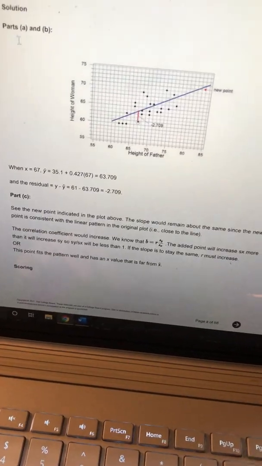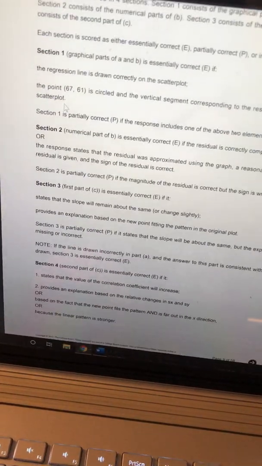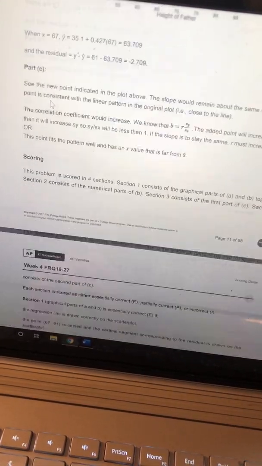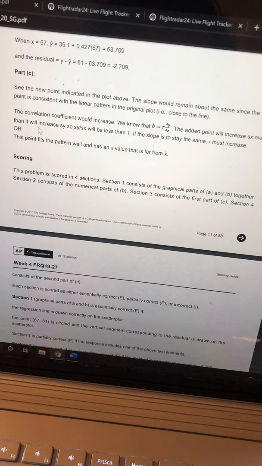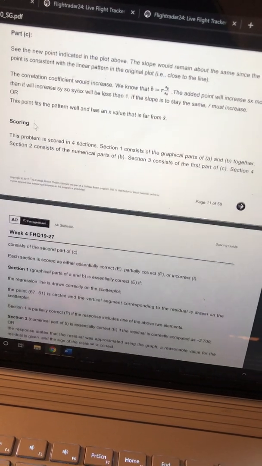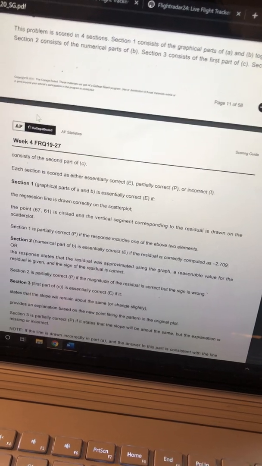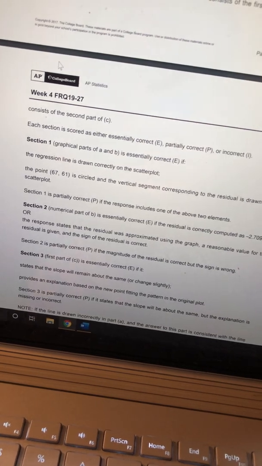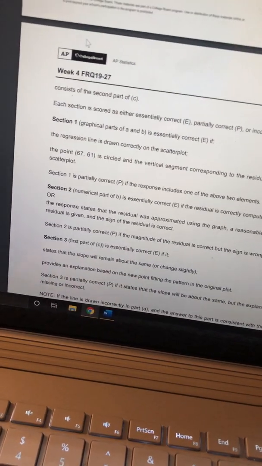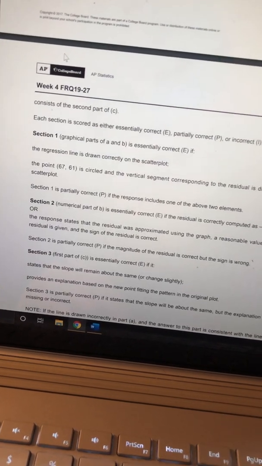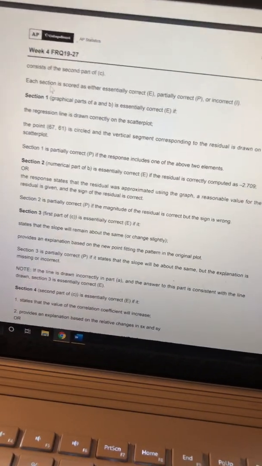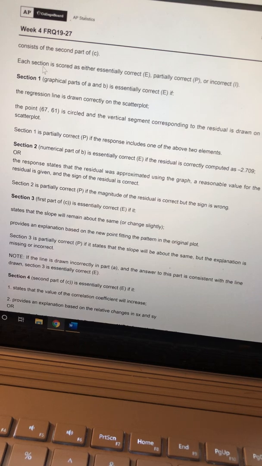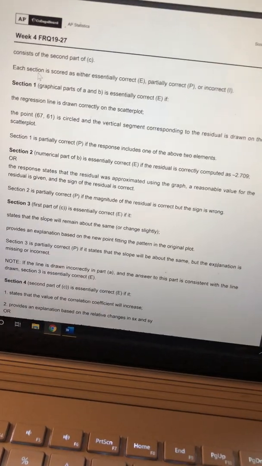So now looking at the scoring. For part 1, we correctly drew the regression line, so we would get an E. For section 2, we correctly computed the residual to be negative 2.709, so we get an E.